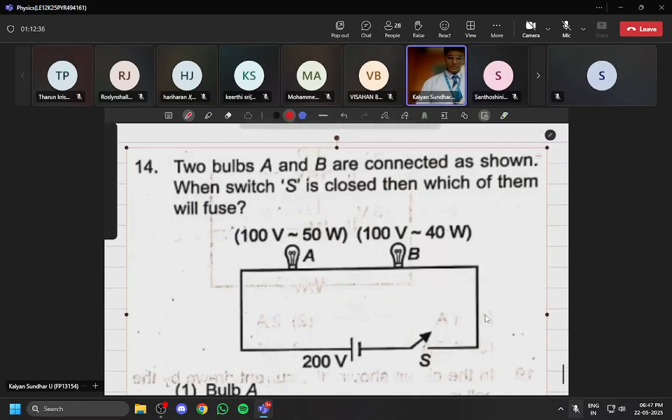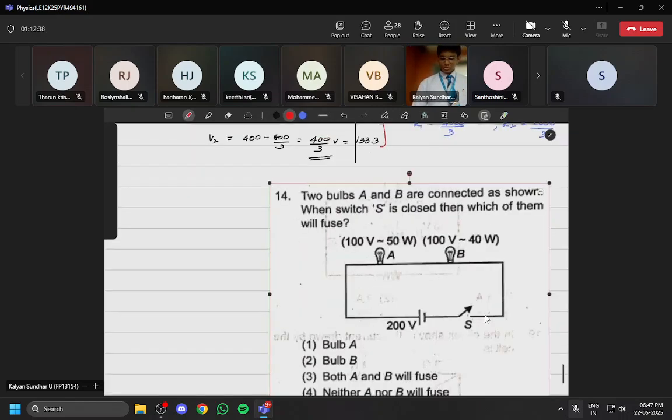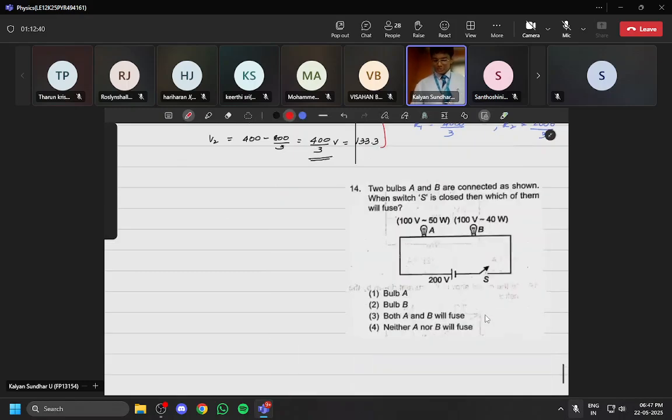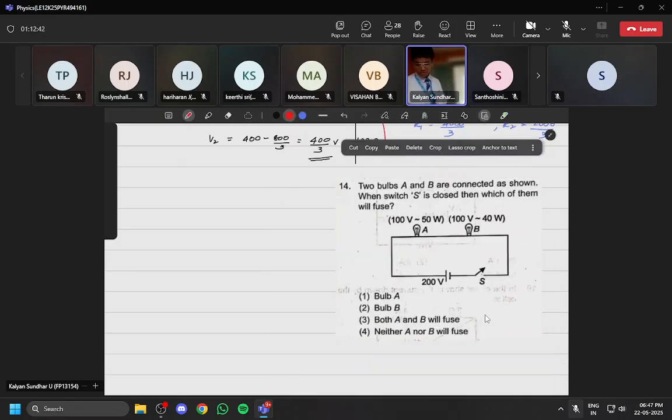Right, this question. Two bulbs A and B have been connected as shown in the figure. When S is closed, then which one of them will be getting fused? Same as what we did in this one. First, what do we have to find? First we have to find out the resistance of individual bulbs. After that, the voltage, the potential across V1 and V2. And if the potential is greater than 100 volt, that will get fused. If it is less than 100 volt, it will not fuse.